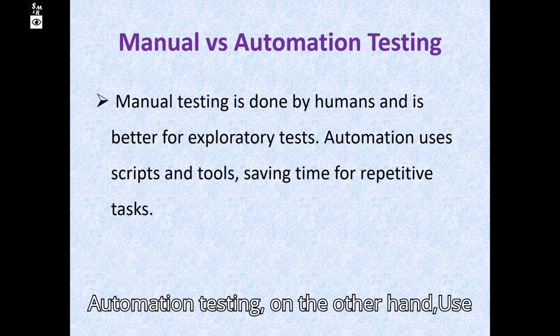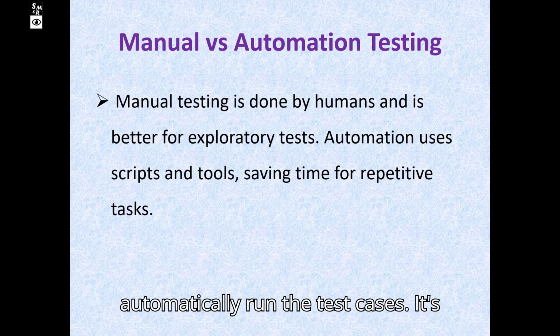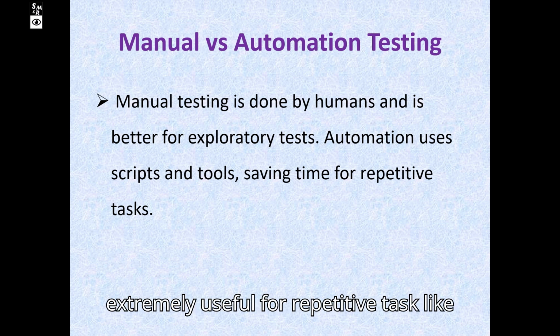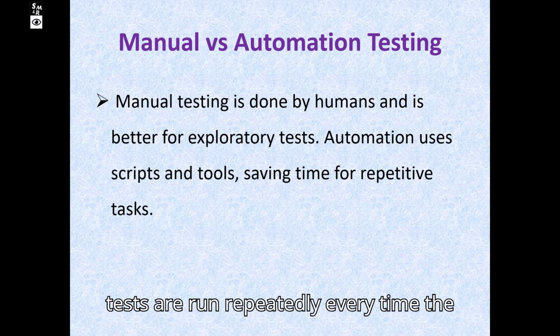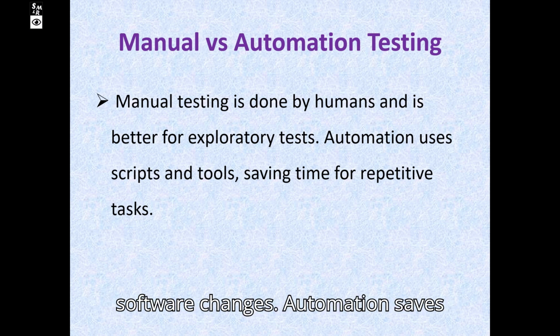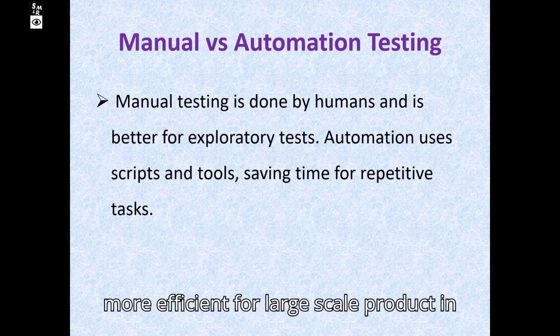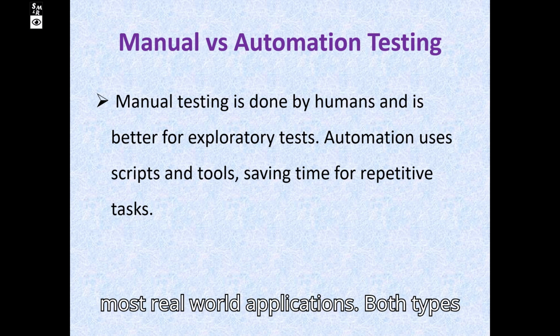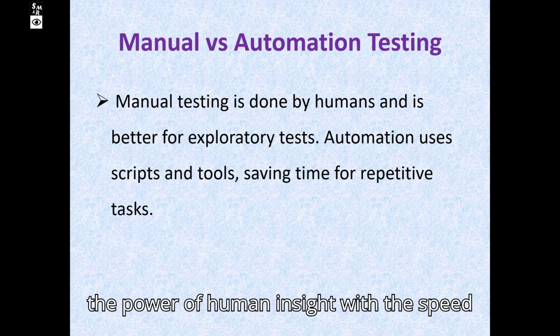Automation testing, on the other hand, uses scripts and software tools to automatically run the test cases. It's extremely useful for repetitive tasks like regression testing, where the same set of tests is run repeatedly every time the software changes. Automation saves time, increases test coverage, and is more efficient for large-scale products. In most real-world applications, both types of testing are used together, combining the power of human insight with the speed of automation.